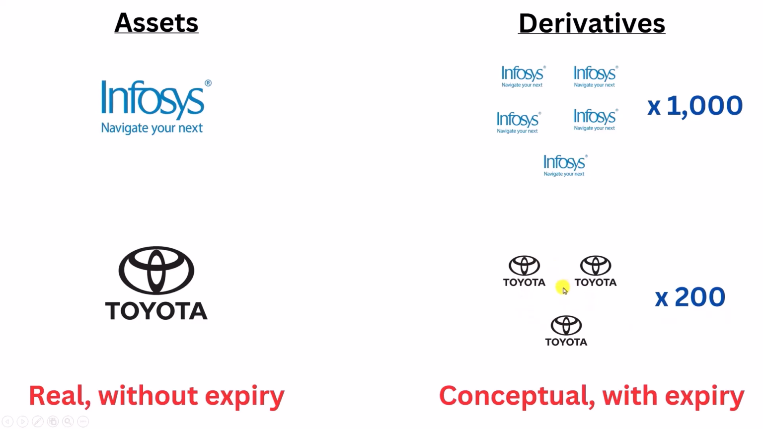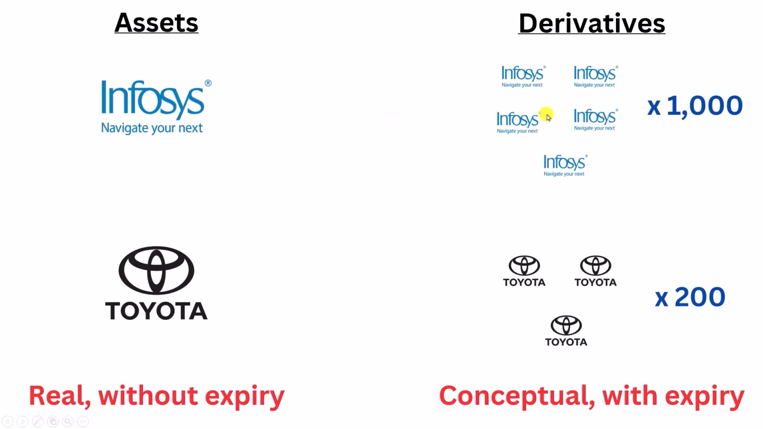Okay, now if the price of Infosys stock goes up, then the price of the derivative also goes up. If the price of the Infosys stock goes down, then the price or value of this derivative also goes down. Same is true for this too. In other words, the price variation of the underlying asset impacts the price of the derivative.